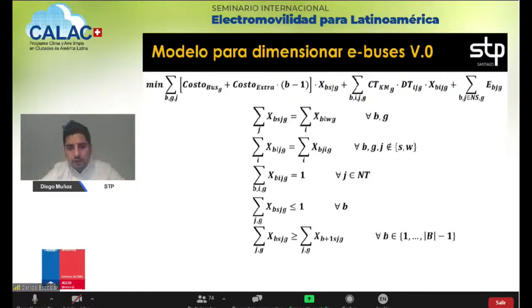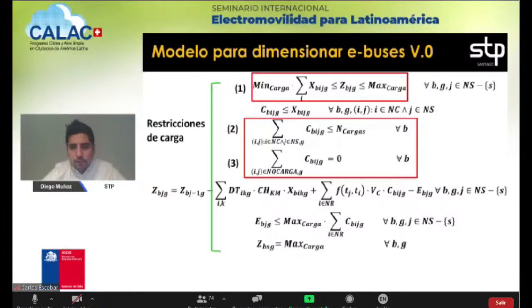In addition to that, you need to add the restrictions. And here you can see the fixed costs, which are basically related. They are the ones that I point out here.